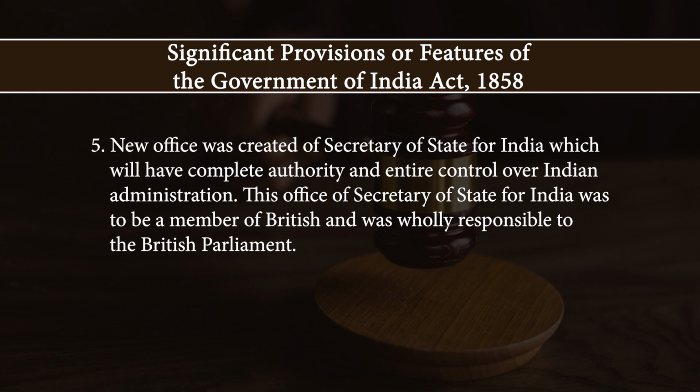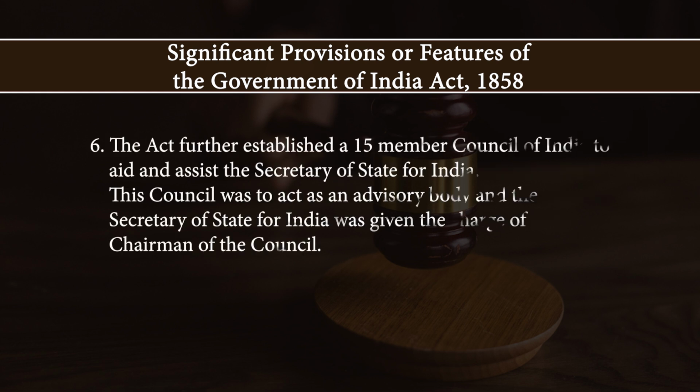Number 5. A new office was created, that of Secretary of State for India, which would have complete authority and entire control over the Indian administration. This office of Secretary of State for India was to be held by a member of the British Parliament and was wholly responsible to the British Parliament.